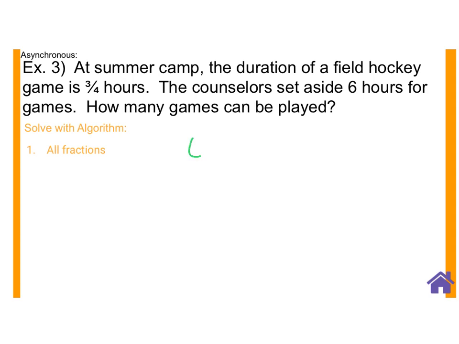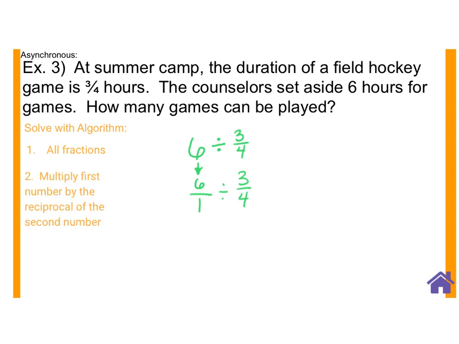So I'm going to go ahead and write 6. And I have to divide it into 3/4 hour. I need to see how many 3/4 of hours I can get in 6 hours. So I'm taking 6 divided by 3/4. Now I need to make it all fractions. So to change the 6 to a fraction, we need 6 over 1 divided by 3 over 4. So let's go on to our next step. Our next step is to multiply the first number by the reciprocal of the second number.